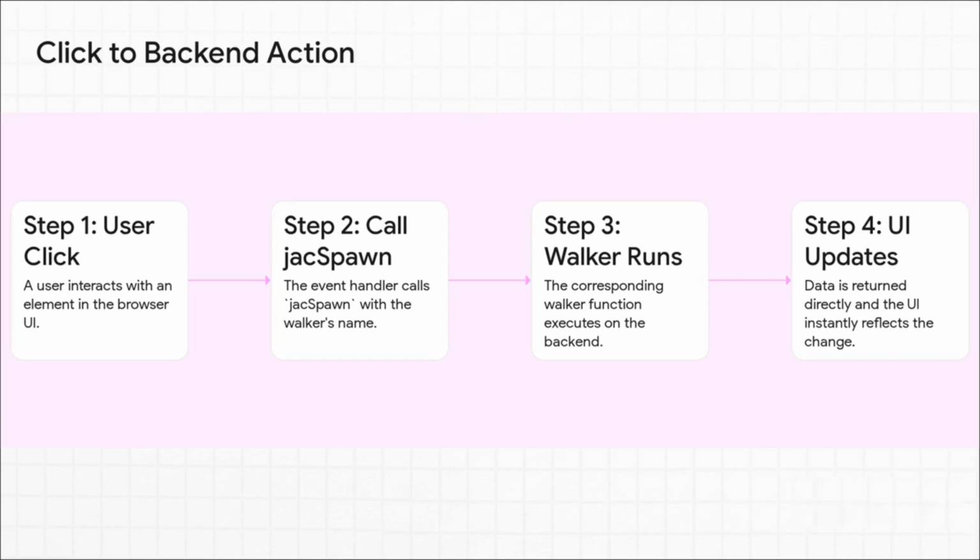Let's just trace the journey. Your user clicks a button. Your onClick handler calls jacSpawn, tells it which walker to run, like create to do, and passes in the data. Instantly, that create to do function executes on your back end. When it's done, the result just comes right back to your front end, and your UI updates. It's so direct, it almost feels like cheating.